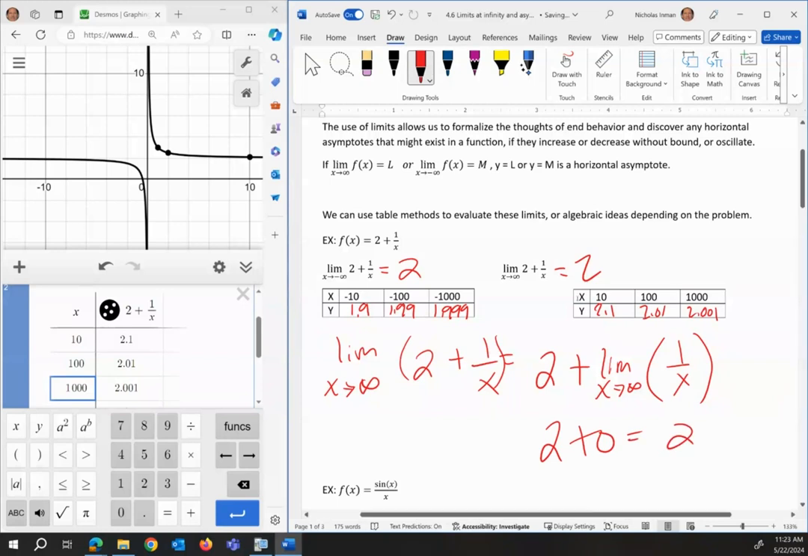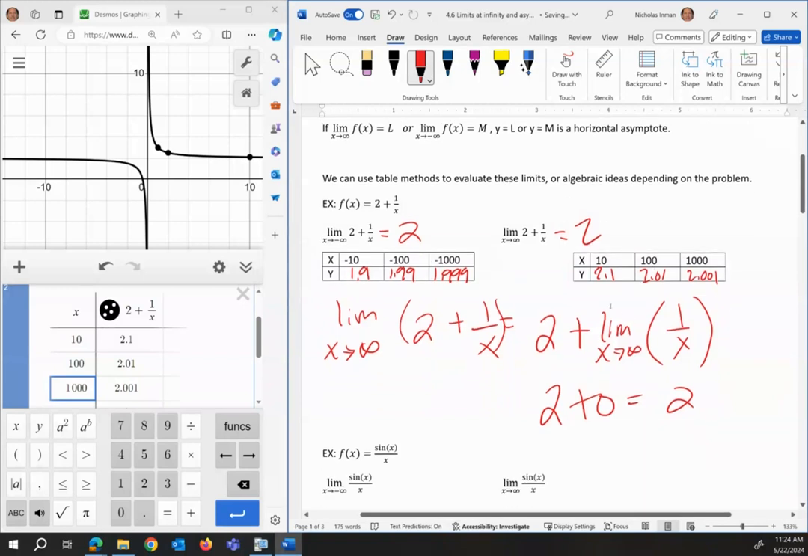And that is why our answer is 2. Notice we approach 2 a little bit above it, and then we approach 2 from below it based on the negative idea, but the idea is still the same. Eventually you are doing 2 plus something very, very close to 0.